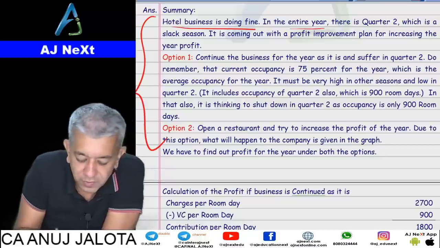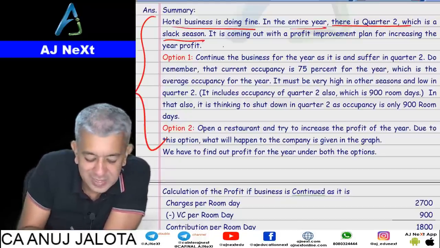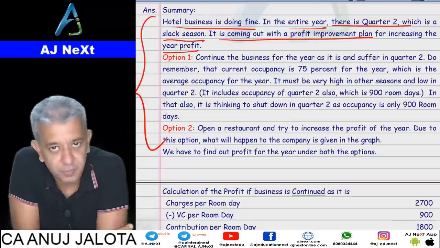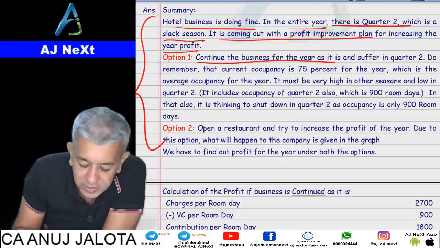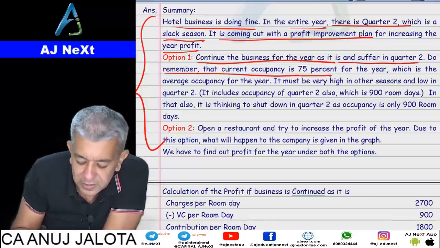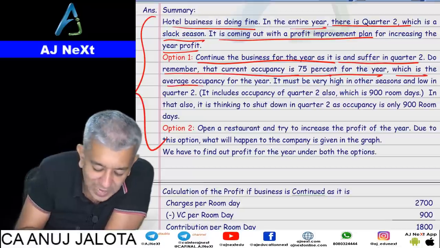Hotel business is doing fine. In the entire year, there is quarter two, which is a slack season. It is coming out with a profit improvement plan for increasing the year's profit. Okay, what is option one? Continue the business as it is and suffer in quarter two. Do remember that current occupancy is 75% for the year, which is the average occupancy for the year.